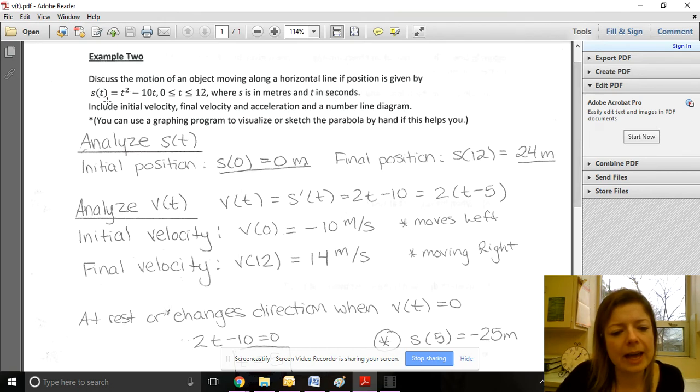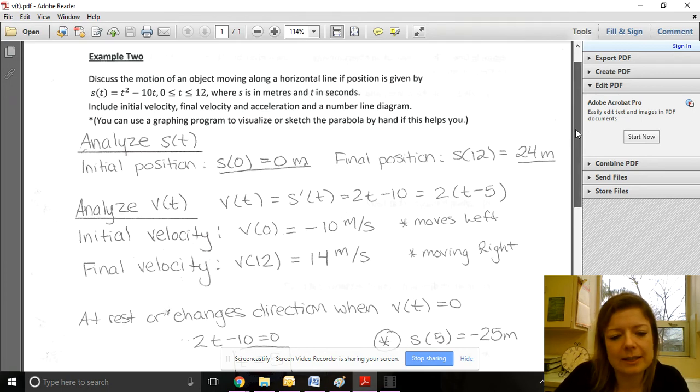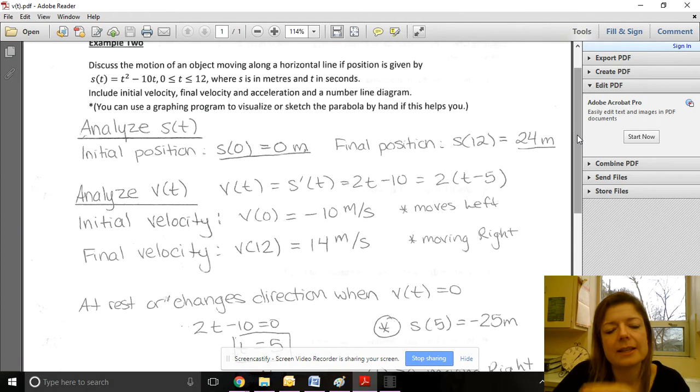So here we have, again, an object moving on a horizontal line, and they want us to just analyze all of the motion for the first 12 seconds. So this is a very open-ended type of question that you will run into, and I'm going to show you how to analyze it. So I always start with analyzing the position function, which is S at t.